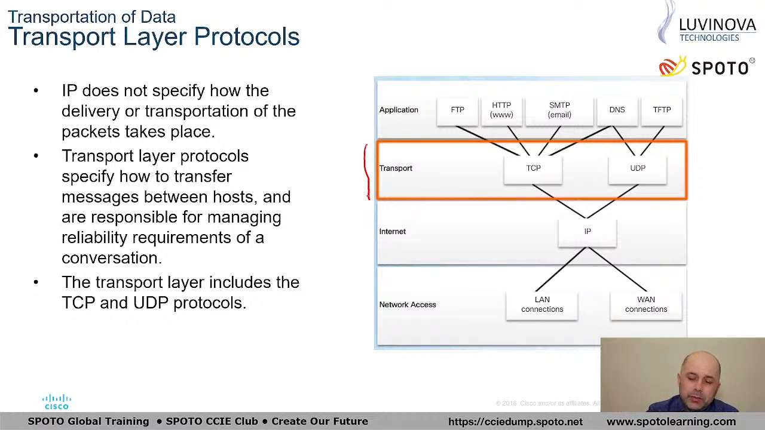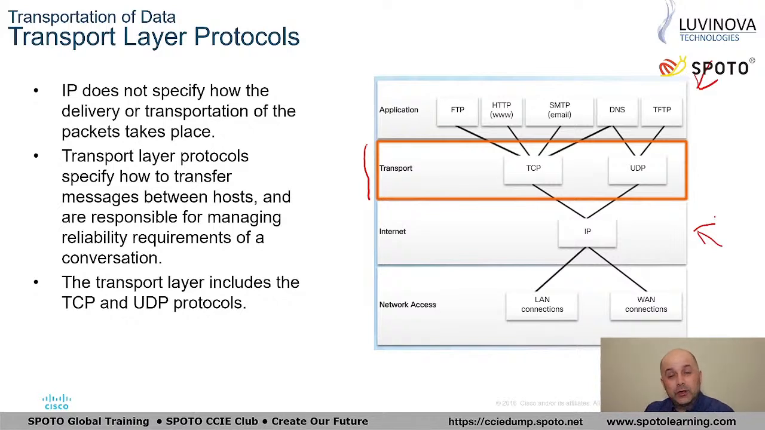As you can see here in the picture, the layer above also has protocols and the bottom layer also has protocols, which means that every single layer of the TCP/IP model or the OSI model has its own purpose and its own protocols. At the application layer, as in the example in the picture, we have FTP, HTTP, SMTP, DNS, and many others.